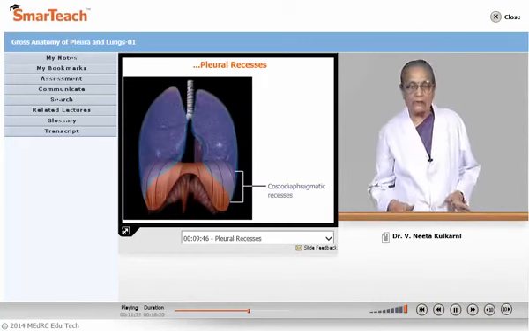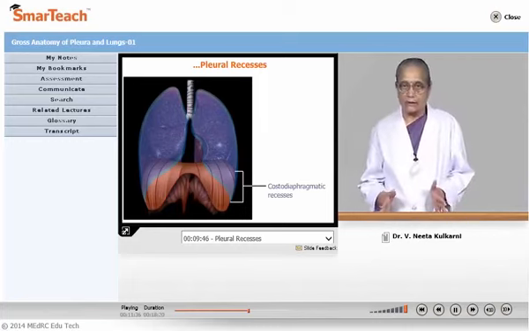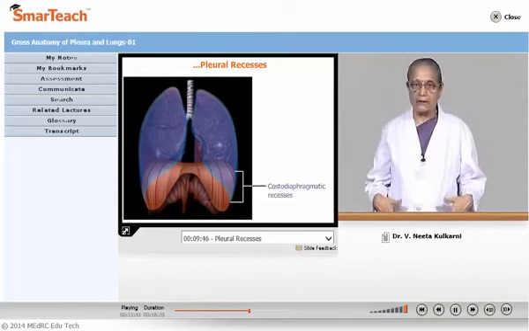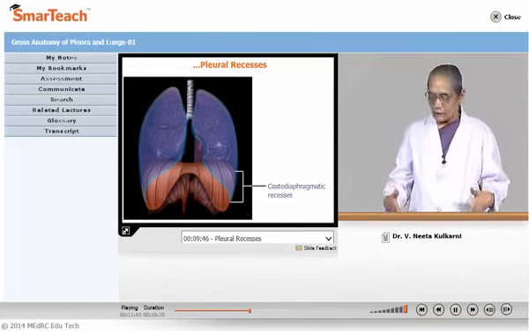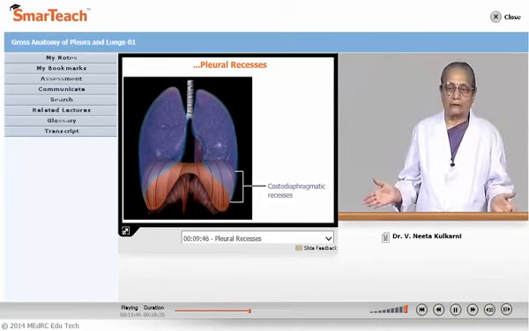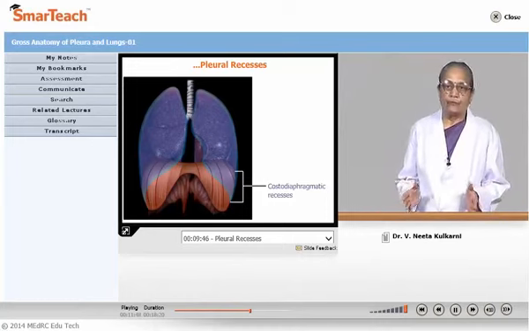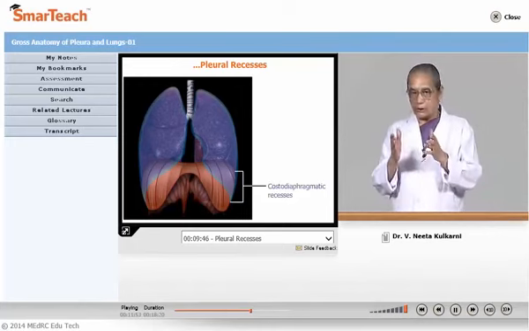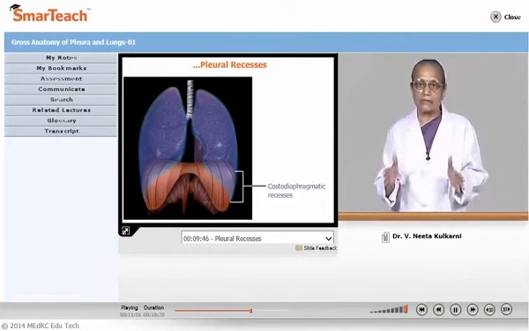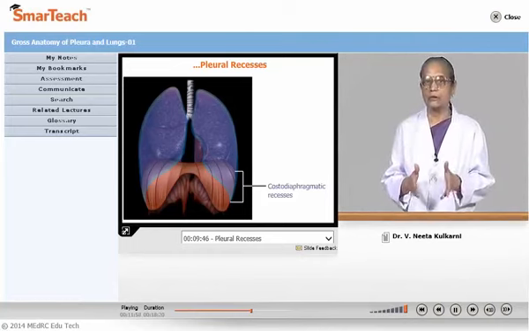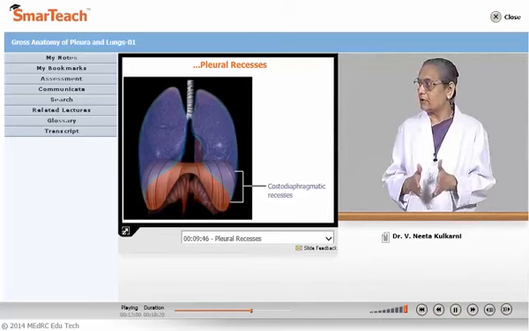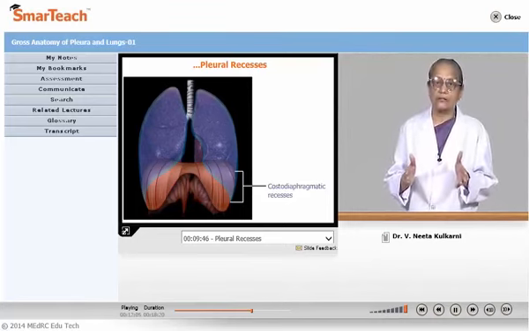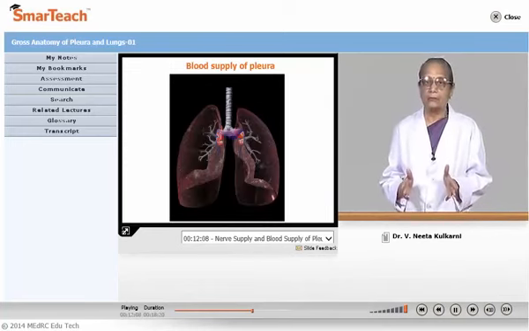The costodiaphragmatic recesses are again clinically important. Why? Because they are the most dependent part of the pleural cavity in upright position. And this recess shows widening in an X-ray when a small amount of fluid is accumulated in it. Therefore, these recesses are routinely checked whenever a clinician takes a look at a chest X-ray, and these areas of the chest X-ray are routinely examined by the physician.